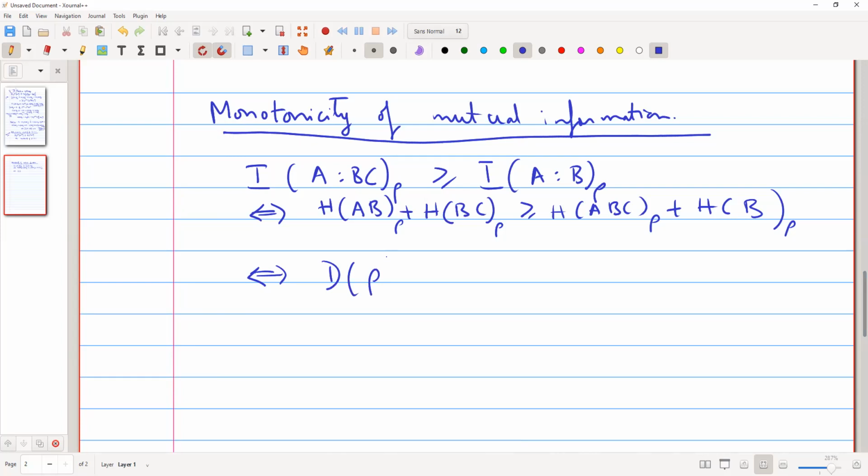So let's write it down. The left hand side mutual information is this relative entropy, and the right hand side is this relative entropy.